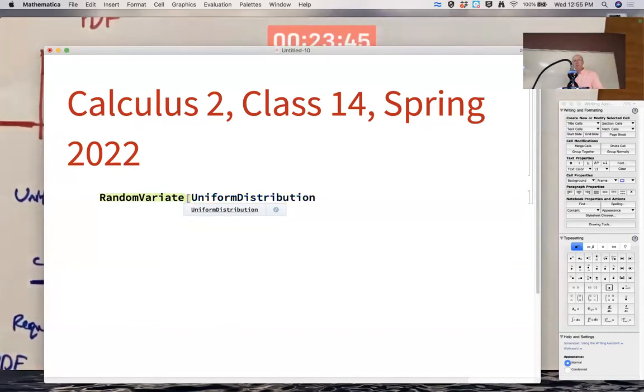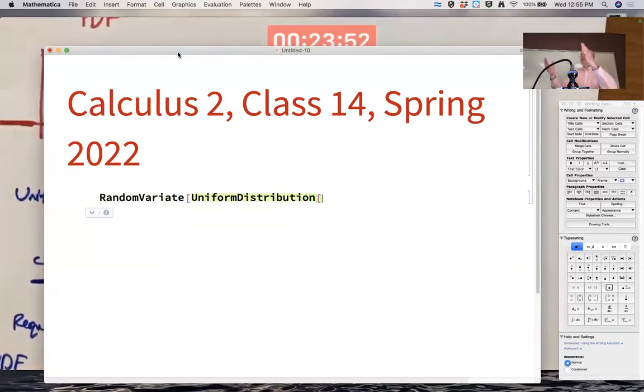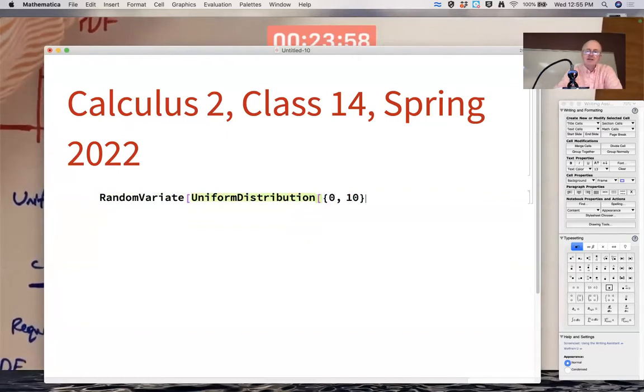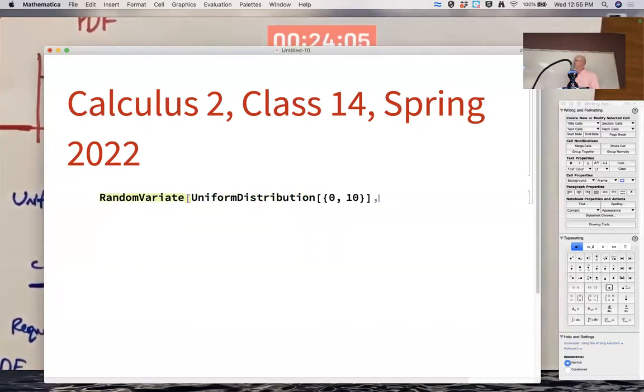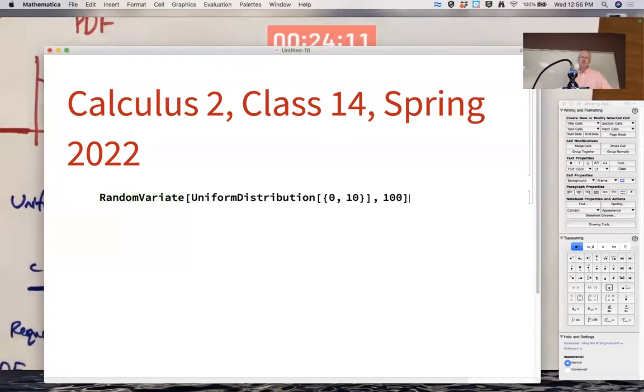So then I type uniform distribution with a capital U and a capital D. And if I want the interval where the PDF is positive to be 0 to 10, I can put a 0 and a 10 in here inside curly braces like this, close off the square bracket, then put a comma, and then put the number of data points. Say I want 100 data points, put a comma 100, and then the end square brackets. So this will now generate 100 data points from a uniform distribution at random.